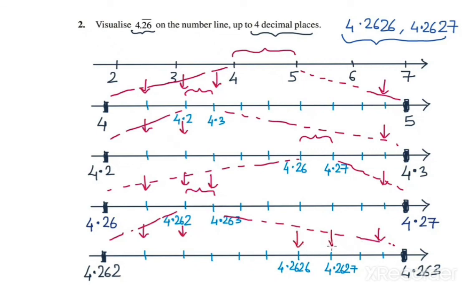Finally, here's 4.2626 and here's 4.2627. So 4.26 bar will lie somewhere in this interval. It will actually lie closer to 4.2626 than to 4.2627. So it will lie somewhere in this interval.